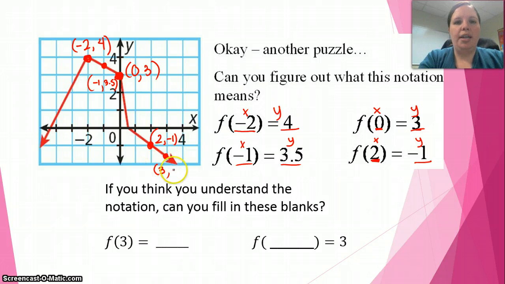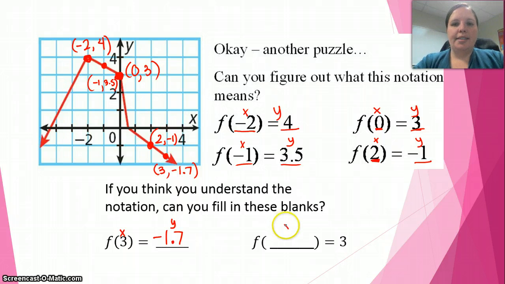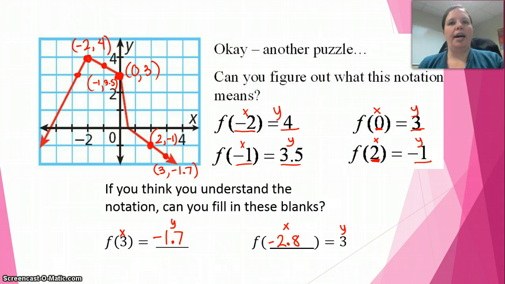So filling in the blanks here, if you look at 3, well, you kind of have to estimate where this is at, and that's okay for now. I'll go with like -1.7. So f of 3 is equal to -1.7, because this was the x, and the blank was we're looking for the y. In this case, we're looking for the x value and we know the y value. So if the y value is 3, we have the point here at 0, but we also have a second point here. So again, you kind of have to estimate, maybe -2.8.